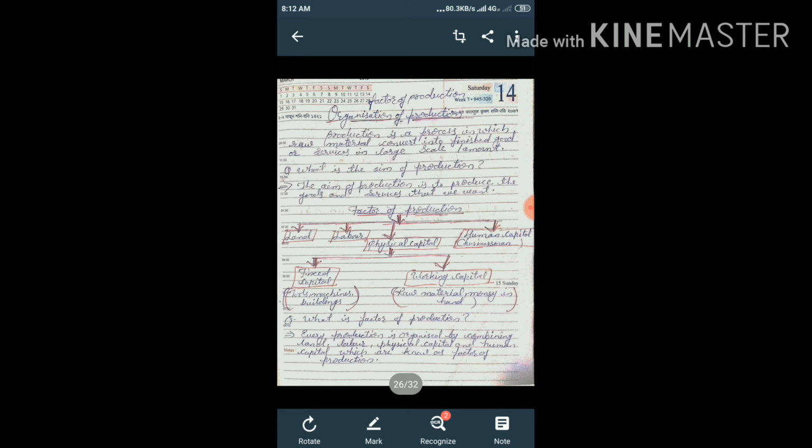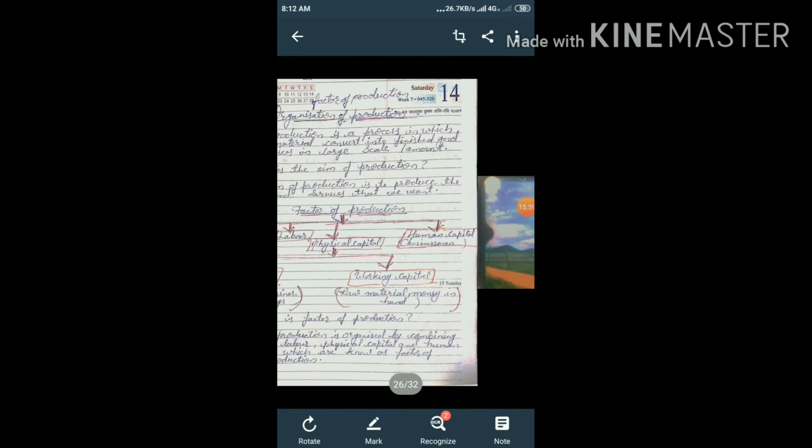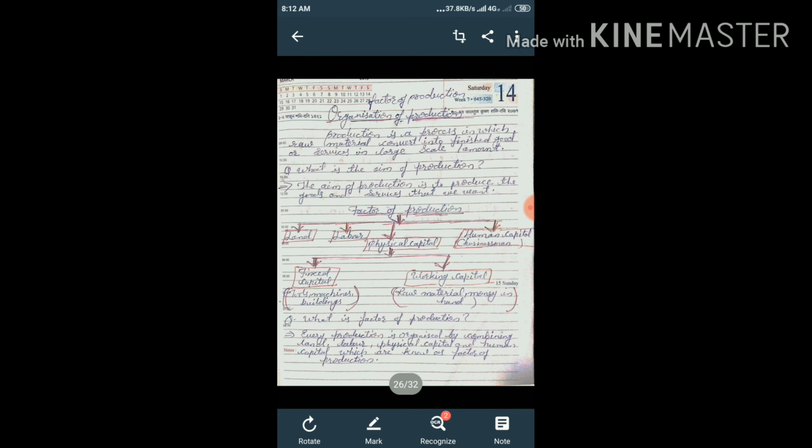Next we see the factors of production. In the factors of production there are four requirements. First is land. For doing any production work we need land. If we don't have land, how can we do the production work? So for doing production work, the first requirement is land.